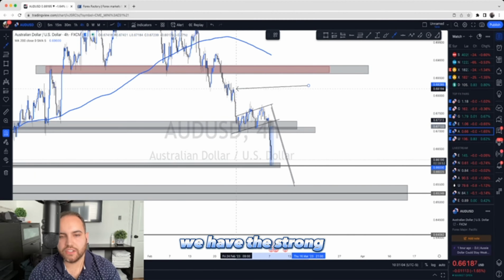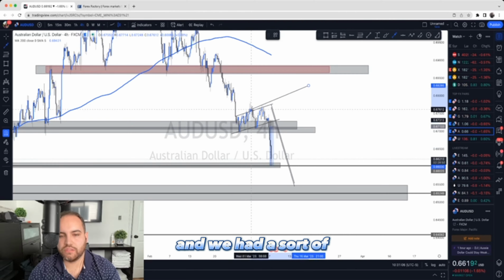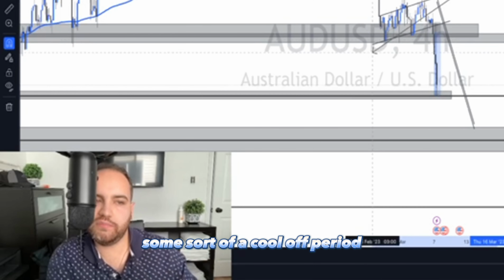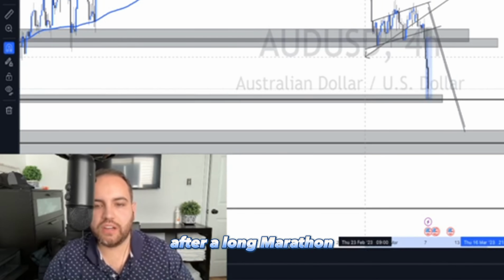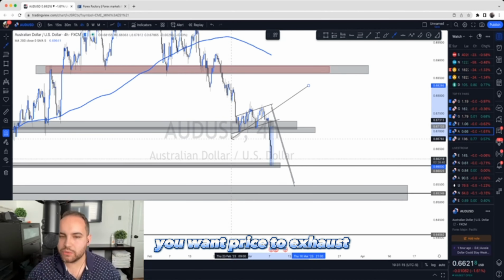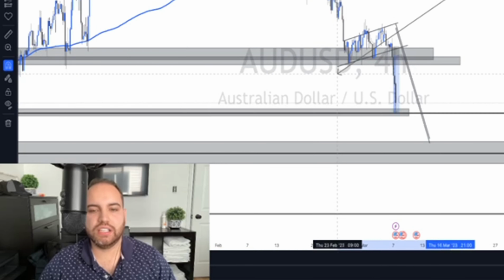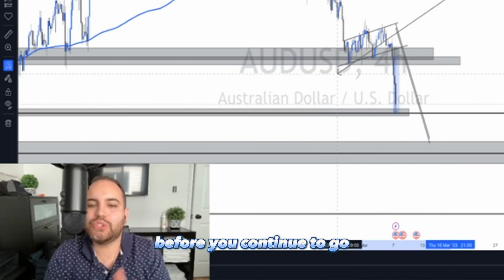If we see it here, we had the strong momentum push, then we had a sort of retracement, some sort of a cool off period after a marathon. I always like to give that example. When you're running after a long marathon, you want to take a break. You want price to exhaust. You want to take that moment where you can recuperate before you continue to go in the direction you were heading.